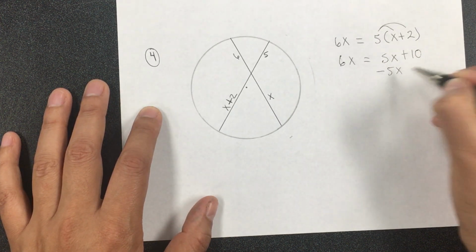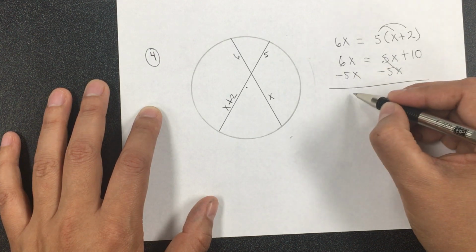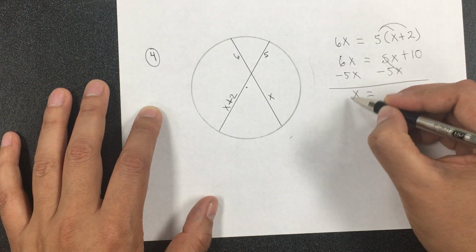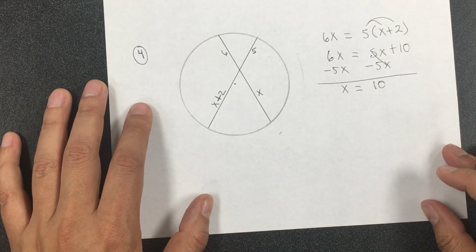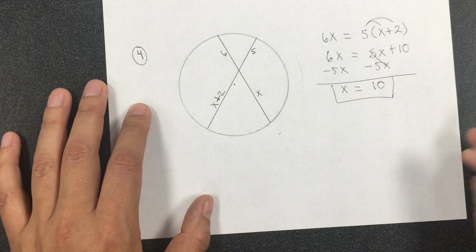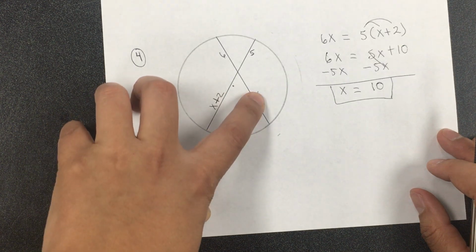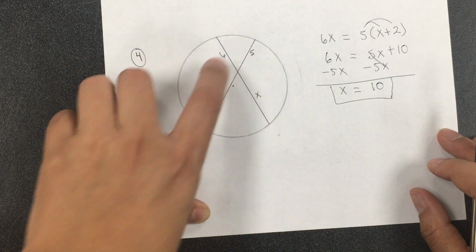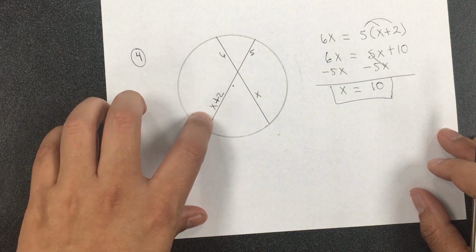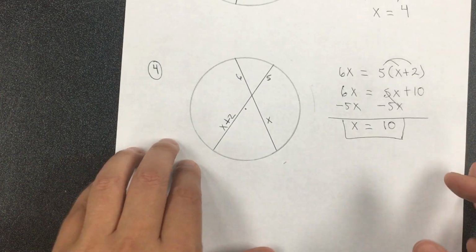We subtract 5x from both sides. And so 6x minus 5x equals x. Some people put a 1 in there. You don't need to. And so x equals 10. Again, if you want to check, in here you have 12. In here you have 10. 6 times 10 is 60. 5 times 12 is also 60. So you can see that it's the right process, that it's the right answer.